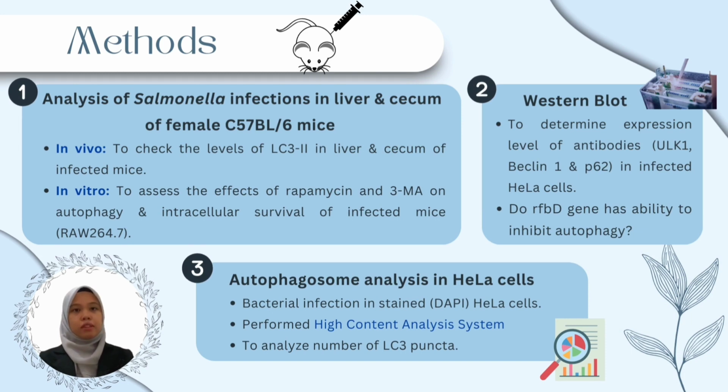Moving on to the methods. The first method used analysis of Salmonella infection in the liver and cecum of female C57BL/6 mice. This analysis aimed to measure LC3-II levels in the liver and cecum of mice and to evaluate how rapamycin and 3-MA affect autophagy and the survival of infected mice.